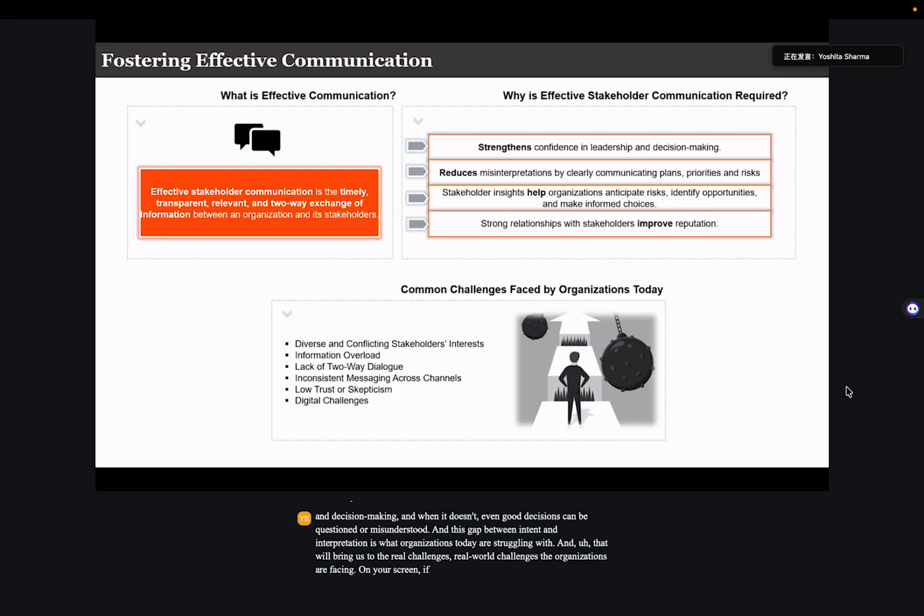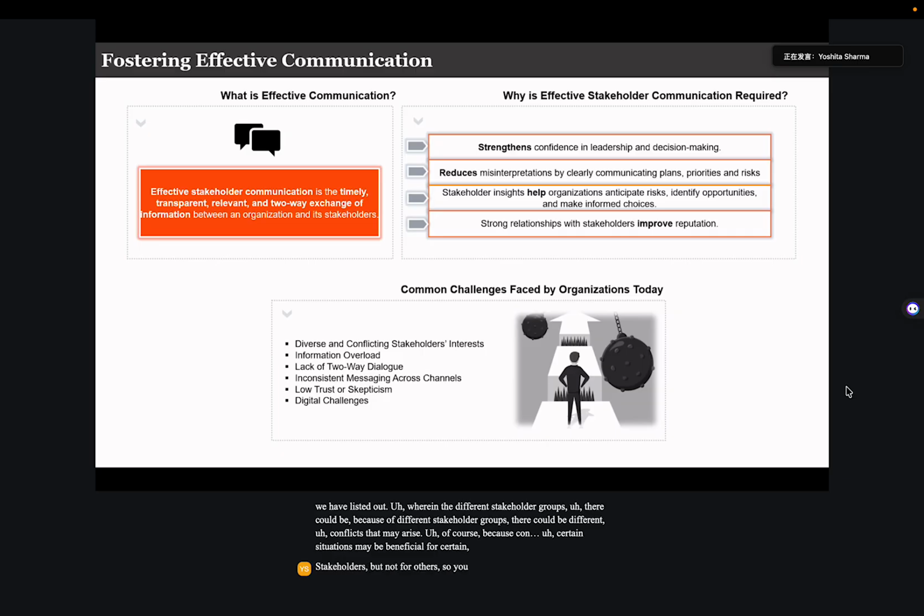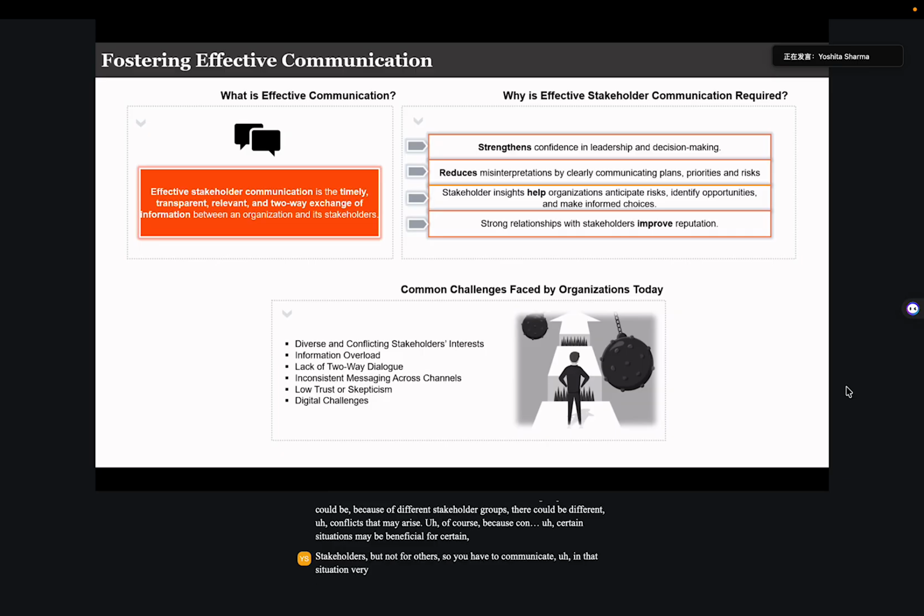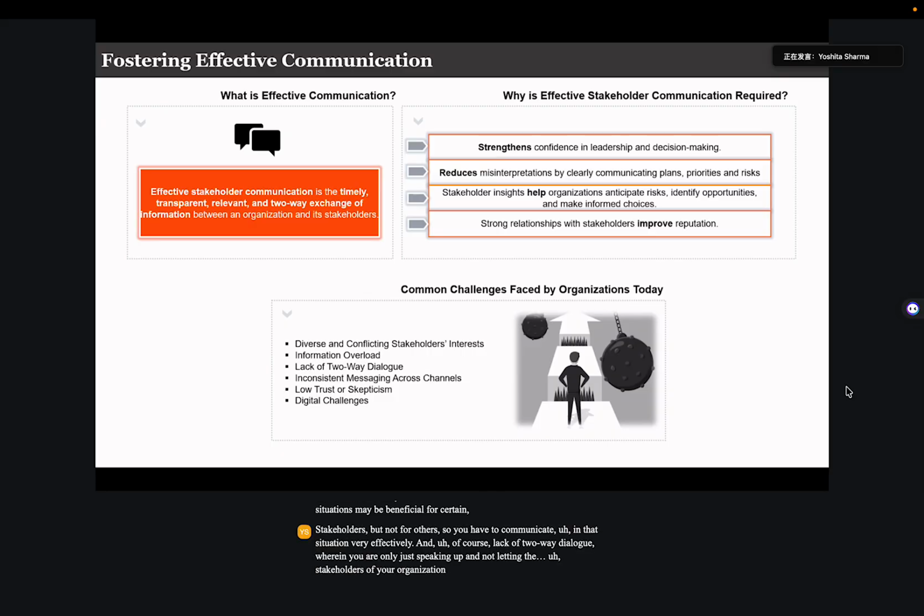On your screen, you can see the common challenges that we have listed out. Because of different stakeholder groups, there could be different conflicts that may arise, of course, because certain situations may be beneficial for certain stakeholders but not for others. So you have to communicate in that situation very effectively. And of course, lack of two-way dialogue, wherein you are only speaking up and not letting the stakeholders of your organization add value to your decisions as well.